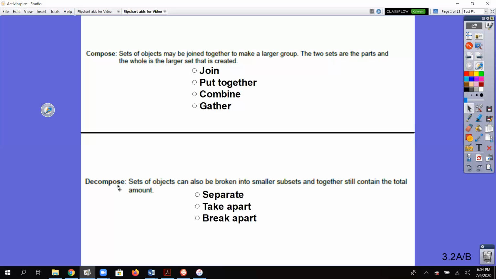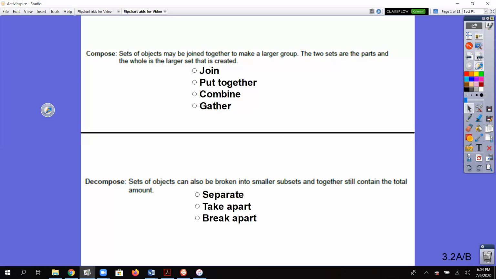Another one is decompose. And decompose is the opposite. So when you think about when you're subtracting, you're decomposing those numbers. That's sets of objects that can be broken into smaller sets or subsets. Other words for decompose are separate, take apart, and break apart. So compose, put together, decompose, take apart.